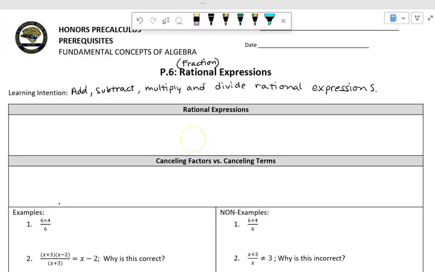So let's go ahead and write down what rational expressions are. Make a little note. Think fraction expressions. Basically, it's a polynomial over a polynomial.